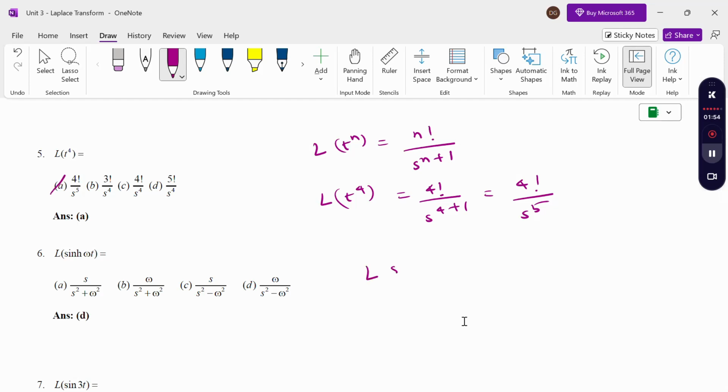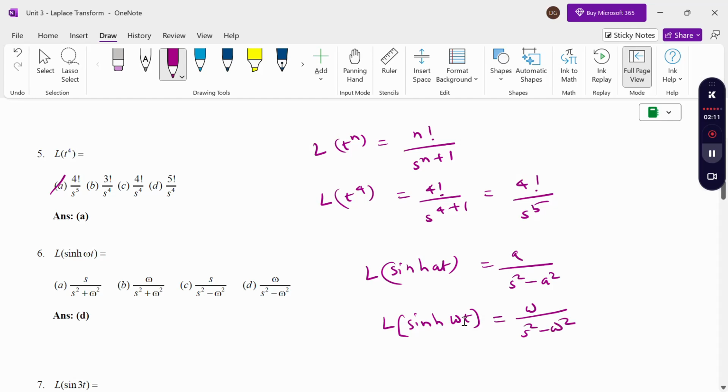Then L of sinh at is a by S square minus a square. So here L of sinh omega t, considering omega as a, is omega by S square minus omega square, option D.